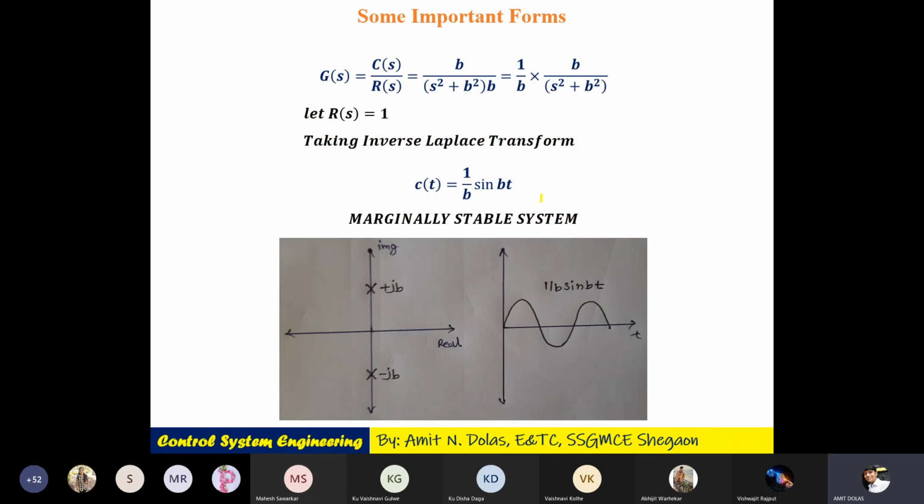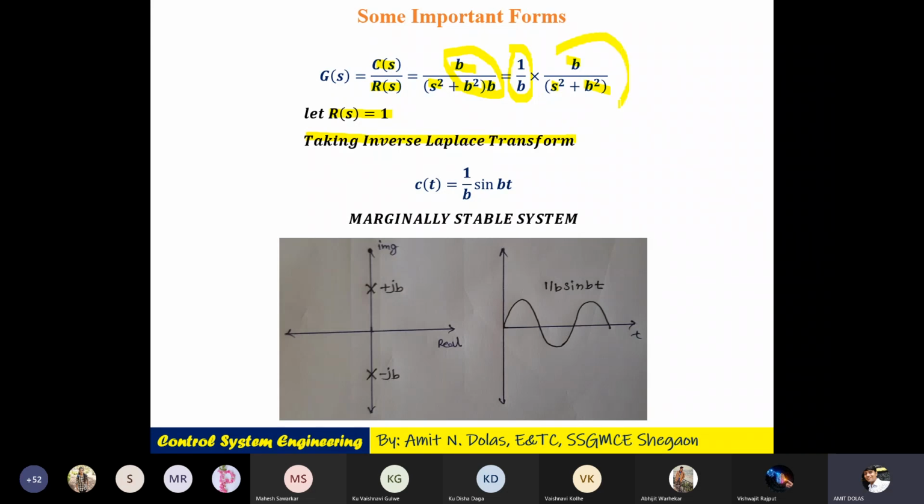Let's move to the next. What I have now is C of s upon R of s equal to b upon s square plus b square into b. This b is taken twice, in numerator and denominator. Just for the sake of adjustment, you can write it like 1 by b constant into b upon s square plus b square. Let R of s be equal to 1 and take the inverse Laplace transform.